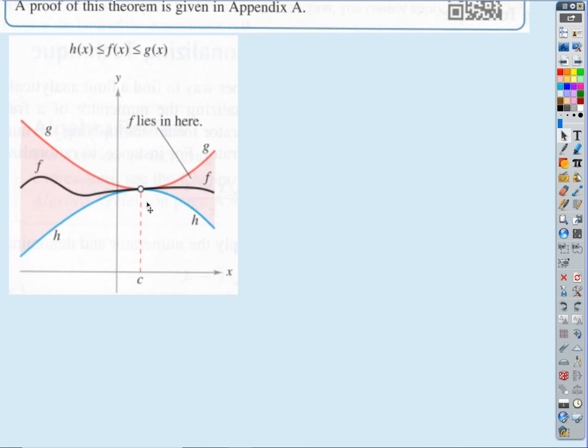But if everywhere else on this open interval the order is prescribed, g is above f, which is above h, then can you see here that if the limits of the red ceiling function and the blue floor function both converge at L when x approaches c, it's going to squeeze f down to that same limit. That's why they call it the squeeze theorem, or sometimes the sandwich theorem. Everybody see that? So we're going to do that to prove a really, really useful trig limit.